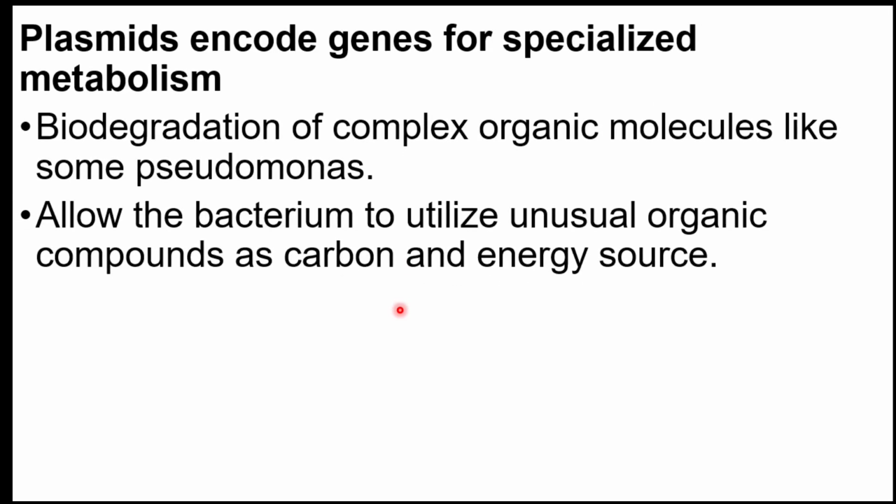Now, other than just the antibiotic resistance and the virulence, these plasmids are also able to encode for genes which offer specialized metabolism to this bacteria. Now, there is a specific bacteria, Pseudomonas. Some of the Pseudomonas contain plasmids which make them able to degrade or digest complex organic molecules like plastics.